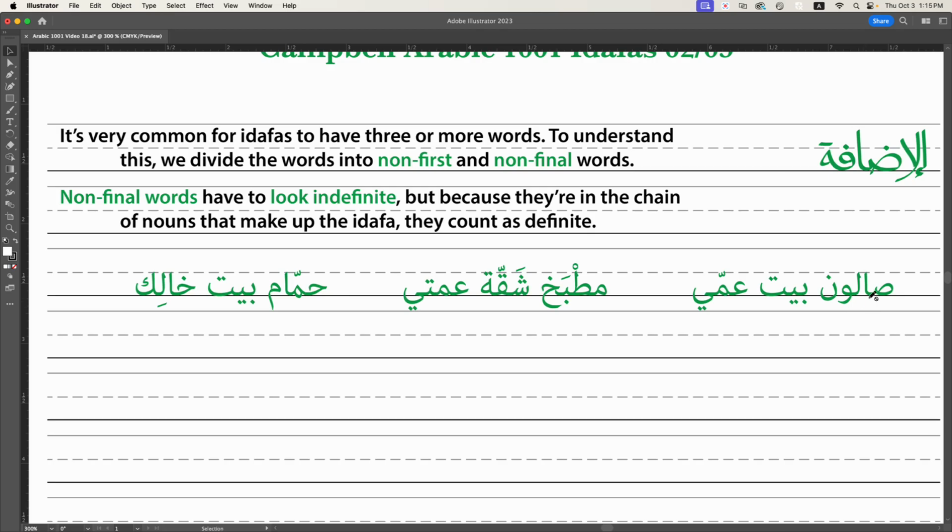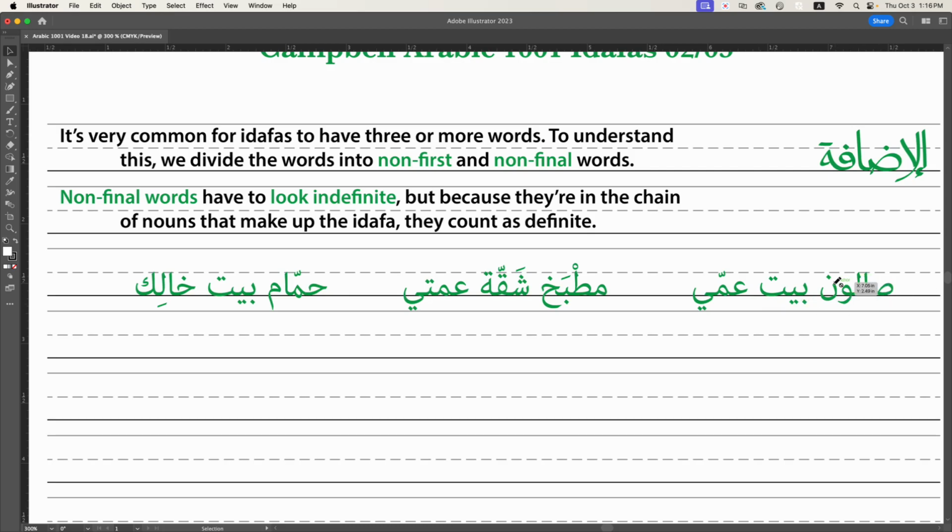So let's take a look at these words. Salon, from French salon or English salon, is a living room. Beit, house, and then ammi. So ammi is your uncle, but your paternal uncle. In Arabic, we're much more specific about how people are related to us than we are in English. So your father's brother is what this means.